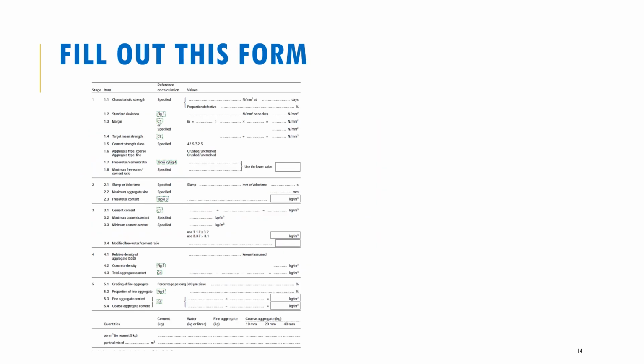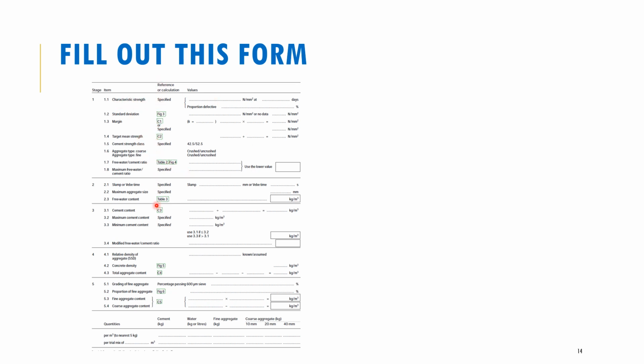Okay, so the process is made very easy in the BRE guidelines because of this form that you see in front of you. You see that this form is split up into 5 stages, 1, 2, 3, 4, 5. These are the 5 stages that are involved in your concrete mix design. And all you have to do is just follow these steps one by one.